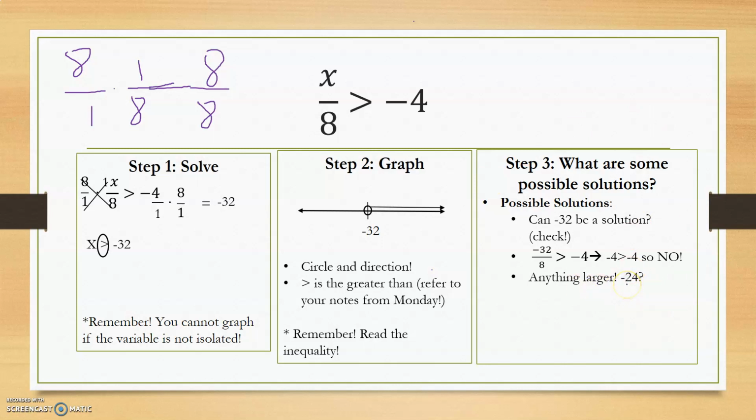I just went to negative 24 because it gave me a nice clean number. You could try negative 31 because it would give you a decimal and it would still work, but I like clean numbers. So if I plug in negative 24 and divide that by 8, I get negative 3. So if I read it, negative 3 is greater than negative 4. That is a true statement.